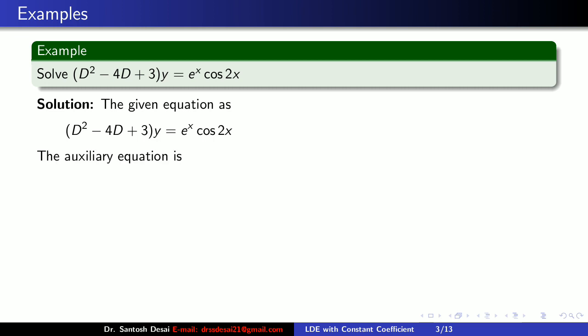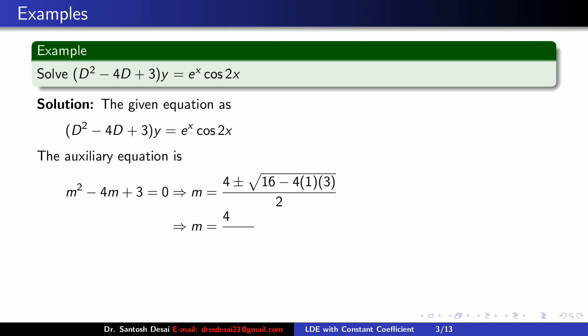Now from this, the auxiliary equation is m square minus 4m plus 3 is equal to 0. Now this is a quadratic equation. So solving this, we get m is equal to 4 plus minus square root of 16 minus 4 into 1 into 3, divided by 2. Now if you simplify the square root, we get 4 plus minus square root of 4, and square root of 4 is 2. So therefore we get m is equal to 4 plus minus 2 divided by 2. Now simplifying this, we get roots as 1 and 3.